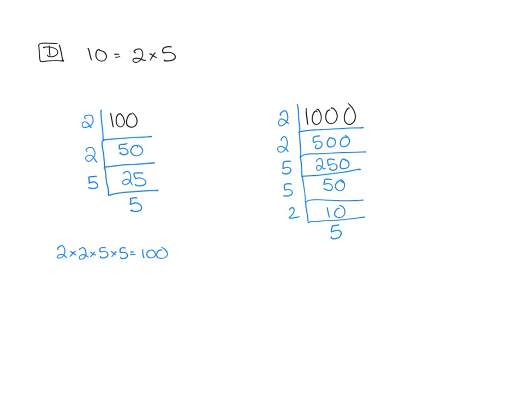So then we just write all of these numbers out in a list. So I have 2 times 2 times 2 times 5 times 5 times 5. We have equal numbers of 2's and 5's, and that equals 1,000.